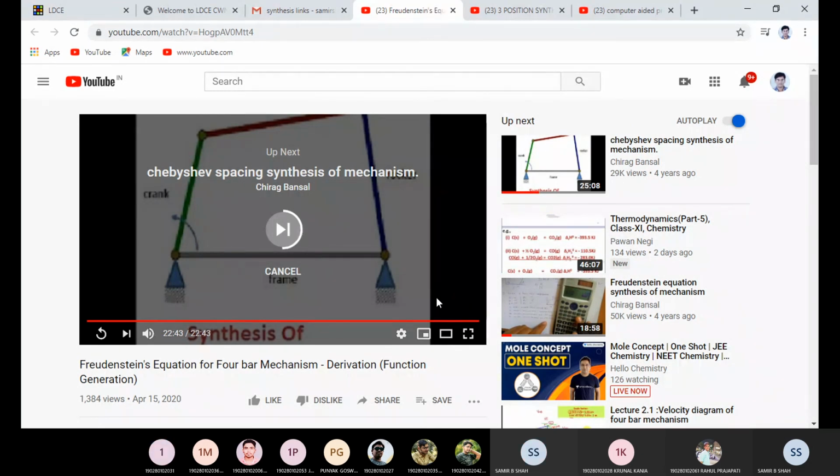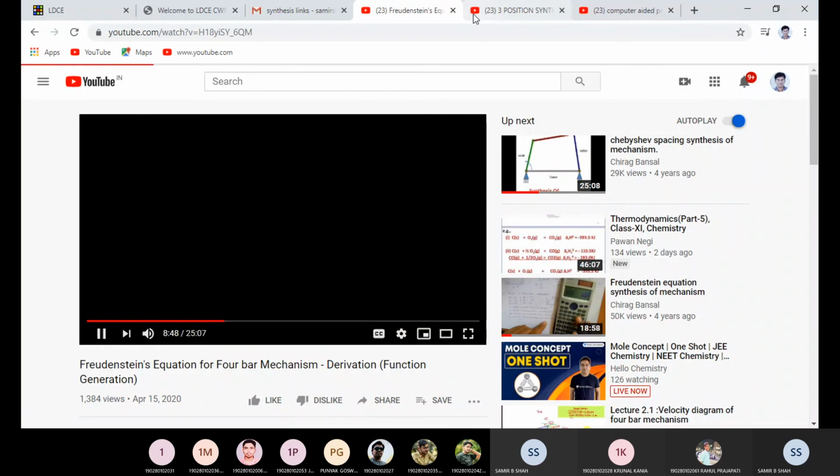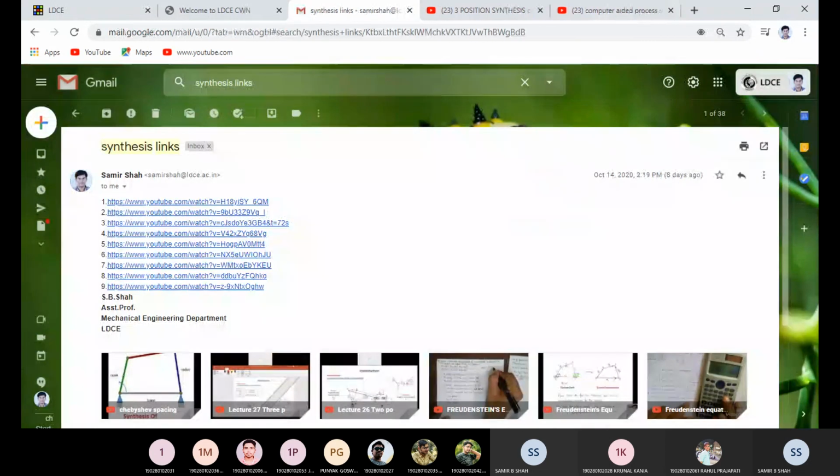As mentioned here, in place of R1, R2, R3, and R4, we use small a, small b, small c, and small d. In place of R1, it is called small a. In place of R2, it is called small b. In place of R3, it is called small c. And in place of R4, it is considered as small d.